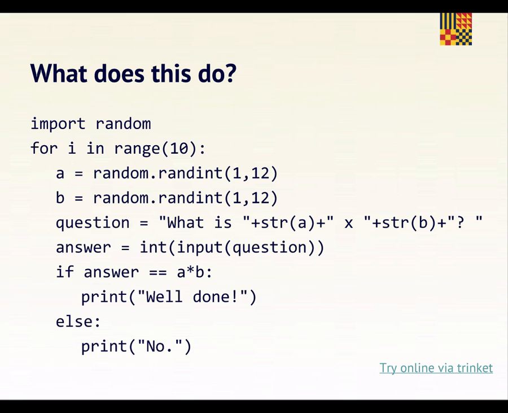I don't understand. What I don't understand is a bit the answer is A times B star bit. Star is a times sign? Yeah, which I thought. What about feedback? I've got it now. Okay, go on then. So you're coming up with two random numbers between 1 and 12. You're then asking what's that number times that number. Then they're putting in an answer, and if their answer is that number times that number, you say well done. Otherwise, you say no. It's a times table test.